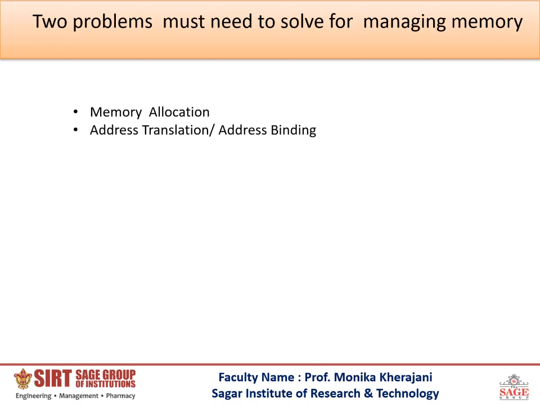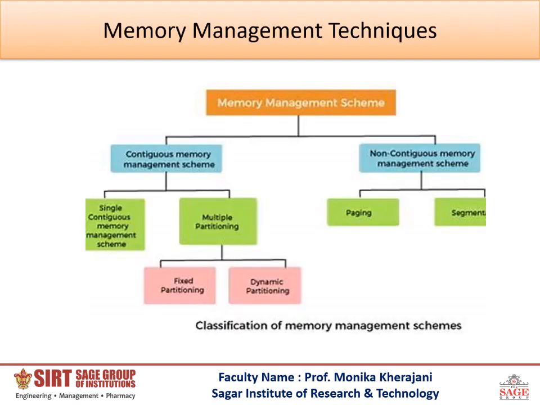The first is how we can allocate the memory. What are the different allocation techniques? And the second problem is address binding, or address translation. Okay, so we will discuss them one by one. First, in this lecture, we will only discuss the memory allocation techniques.